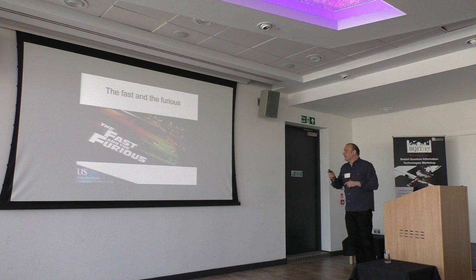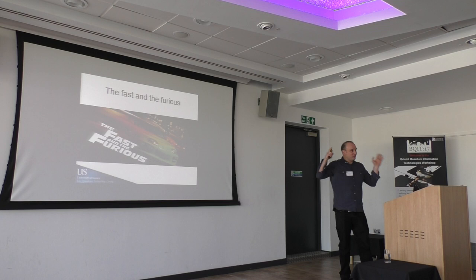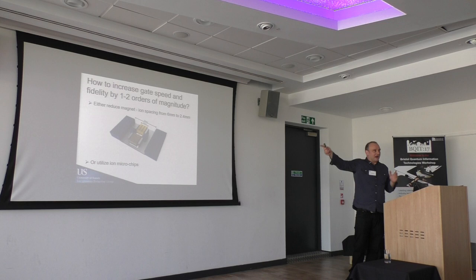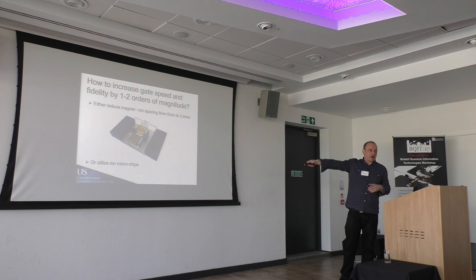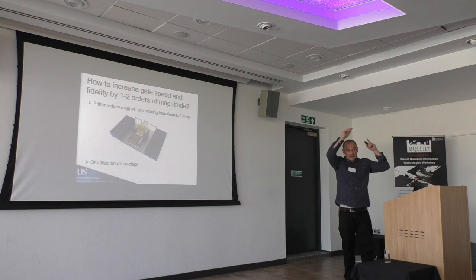Now, we need to be fast and furious, because if we want to actually use these ideas, we still need a reasonable clock speed. So how are we going to make these gates fast, and how are we going to raise the fidelity? One simple way, in this experiment we carried out, is you just take these magnets from 6 millimeter distance to the ions to 2.4 millimeters to the ions. Then you increase the gradient. If you increase the gradient, then the gate is going to be faster and the fidelity is going to be higher.